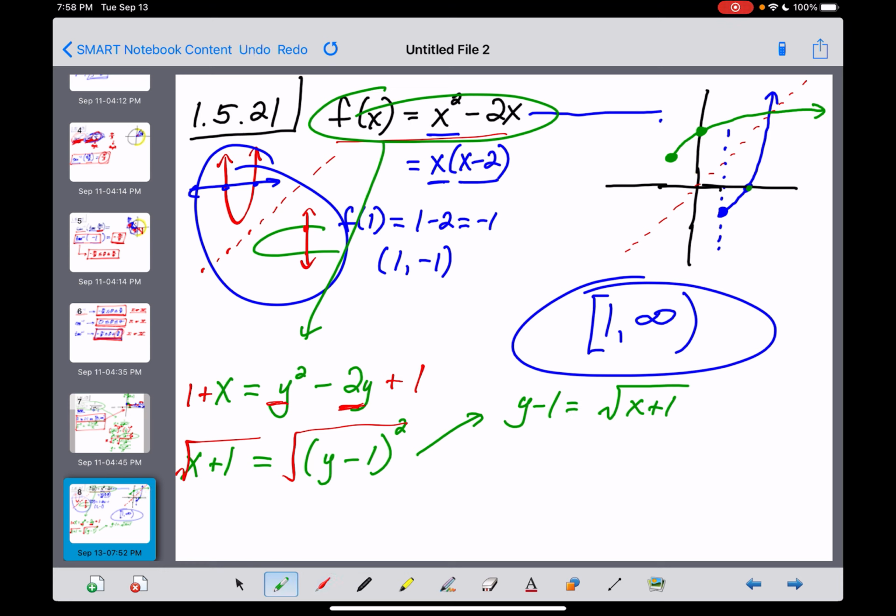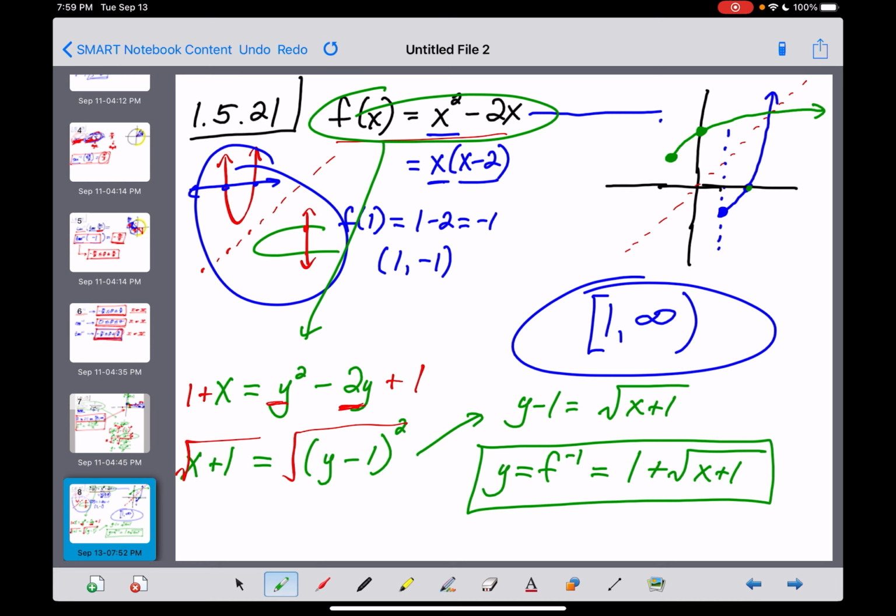And the last thing we have to do here is add the 1 to the other side. So here you go. y, otherwise known as f inverse, is going to equal 1 plus the square root of x plus 1, and that would be our answer here now, guys. That would be a formula for f inverse on that domain of f that was listed up here above. And remember, the domain of f is going to end up matching the range of f inverse, and then vice versa. So that's number 21.